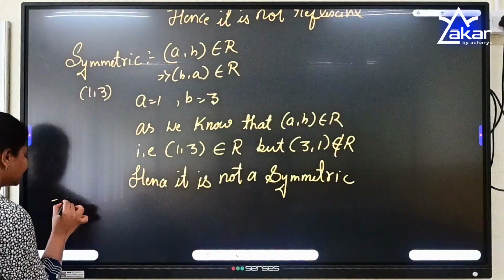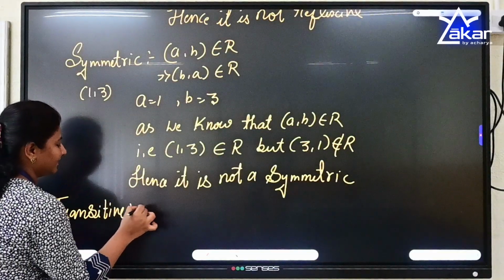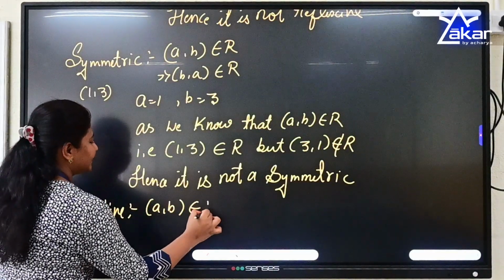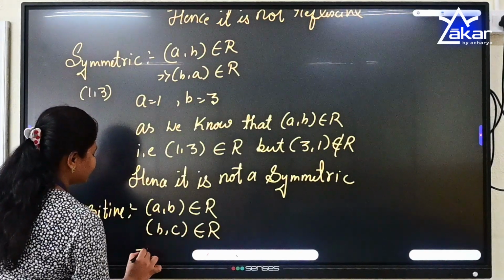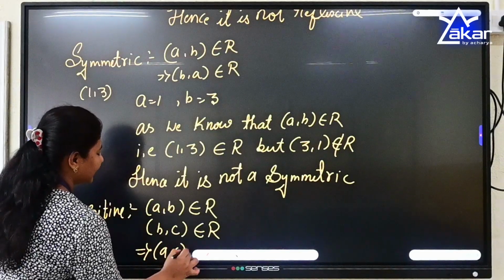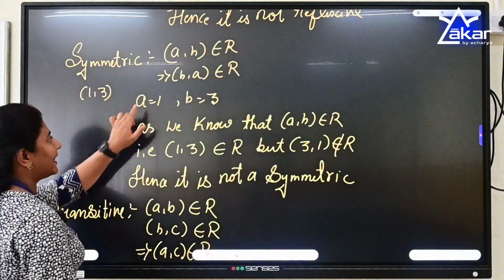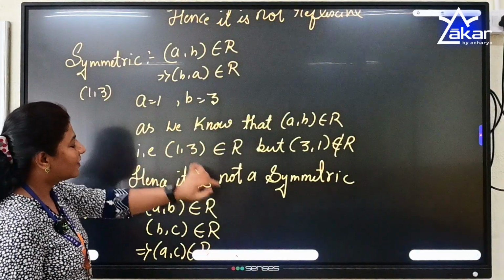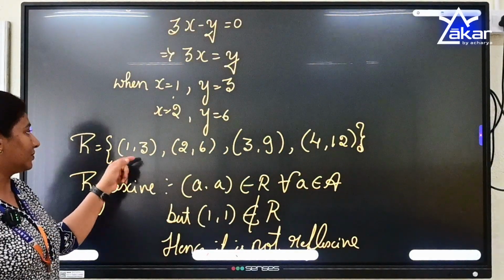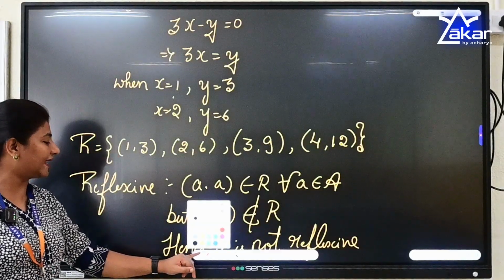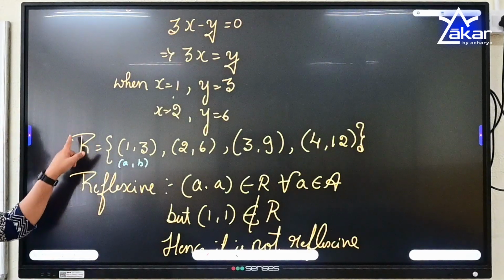Next, transitive. How do you prove for transitive? What does it say for transitive? a comma b belongs to R, then b comma c should belong to R. So this implies a comma c also should belong to R. So what are the conditions? If I take a comma b as 1 comma 3, with the reference of the b element, you need to check the c element. According to my condition, I have taken a comma b as 1 comma 3. It is belonging to R.